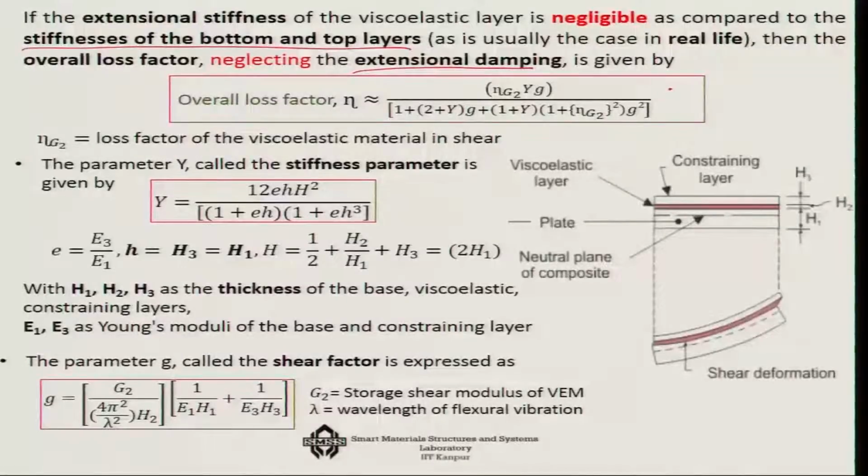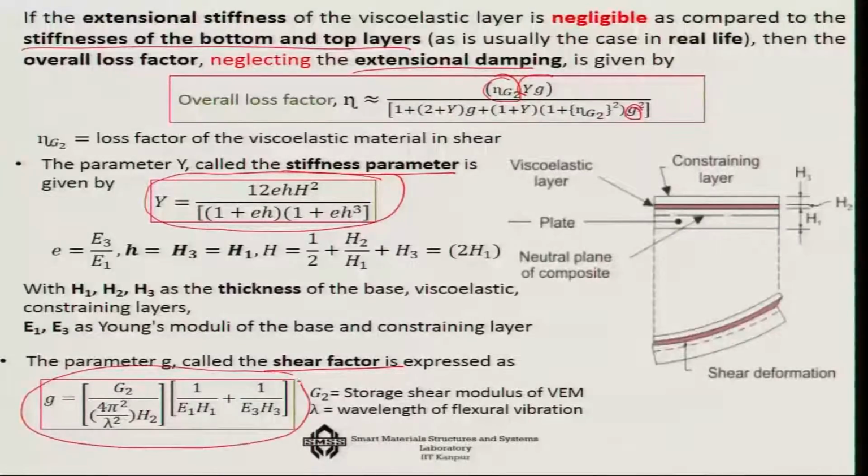Then the overall loss factor will depend on eta G2, and on something called Y, which is a parameter called the stiffness parameter, and also on a shear factor G. So, there is a shear factor G which will come into the picture, and eta G, and the parameter Y, which is the stiffness parameter. This is the definition of the stiffness parameter that you will find, and the shear parameter is defined by this relationship.